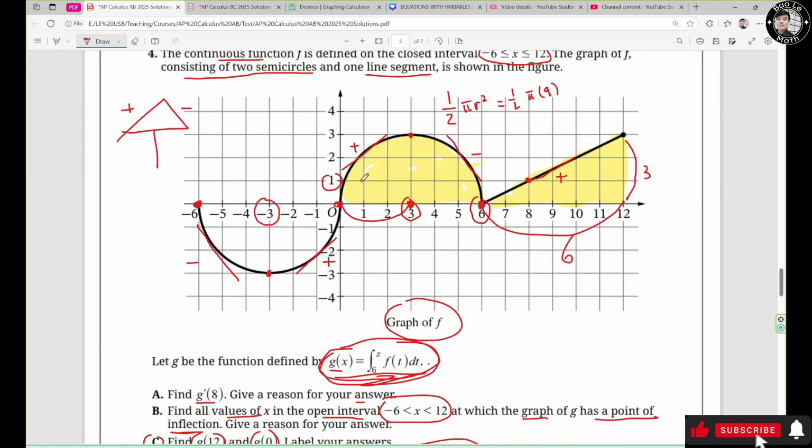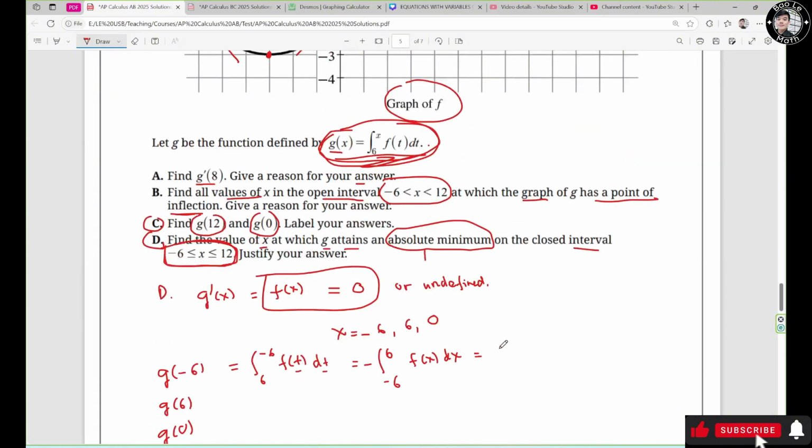Now, the net area should be 0, because this one is positive, this one is negative, and they're both the same. So when you add them up, it's going to be 0.